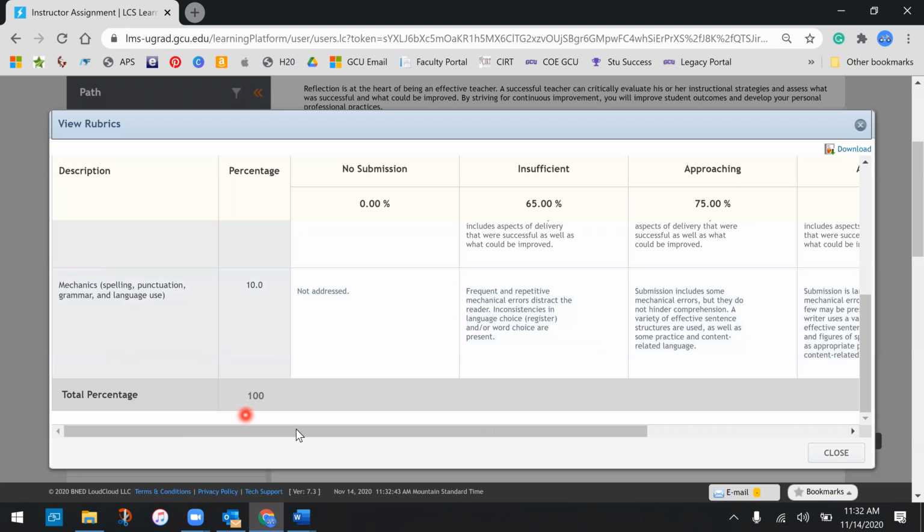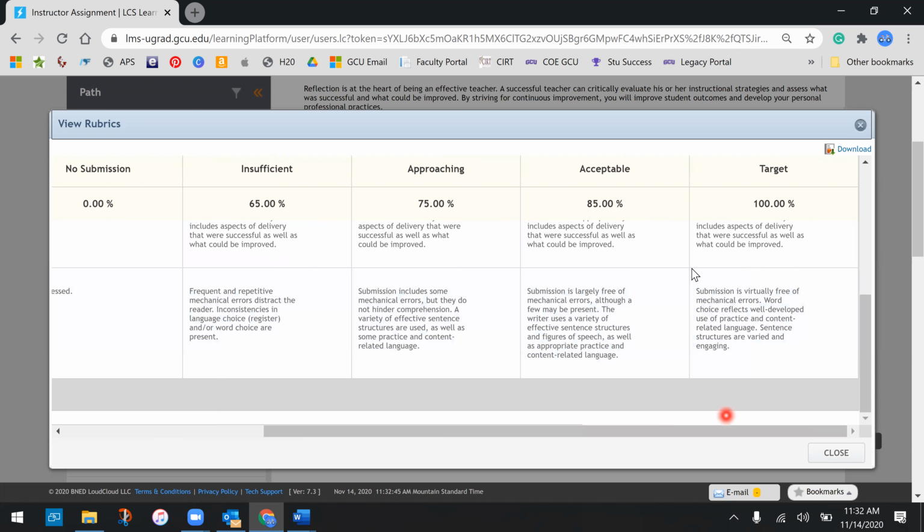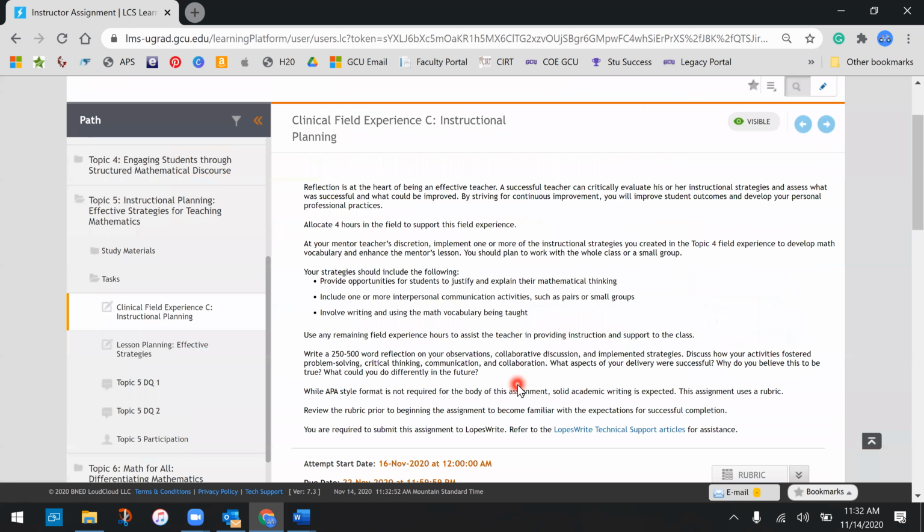And then mechanics. Just make sure that you use your spell check, run it through Loop, and if you see errors, fix them before you submit. If you have any questions as you are working on Clinical Field Experience C, don't hesitate to reach out.